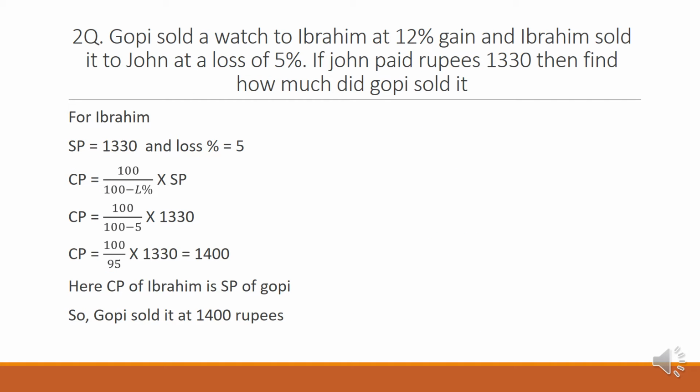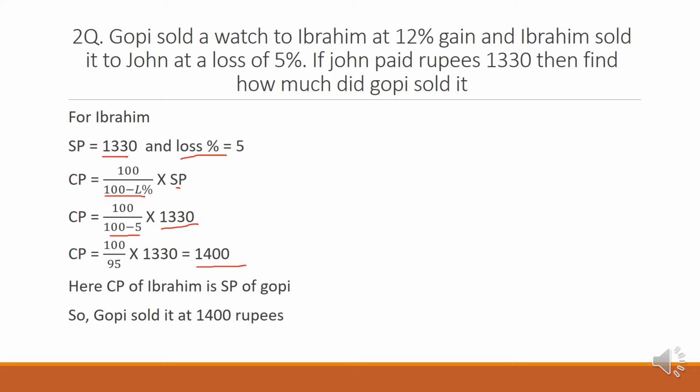Here, Gopi sold a watch to Ibrahim at 12% gain and Ibrahim sold it to John at a loss of 5%. If John paid rupees 1330, then find how much Gopi sold it for. So here for Ibrahim, the selling price is 1330 as John paid rupees 1330 and the loss percentage is 5. To find the cost price, the formula is 100 by 100 minus loss percentage into selling price. So cost price for Ibrahim is 100 by 100 minus 5 into 1330. So the cost price for Ibrahim is 1400.